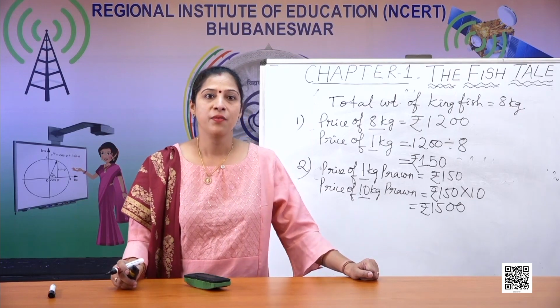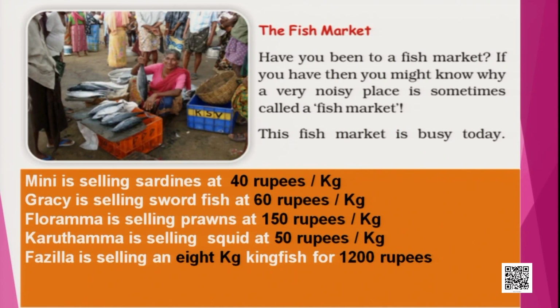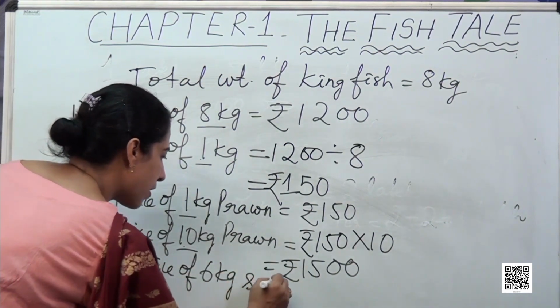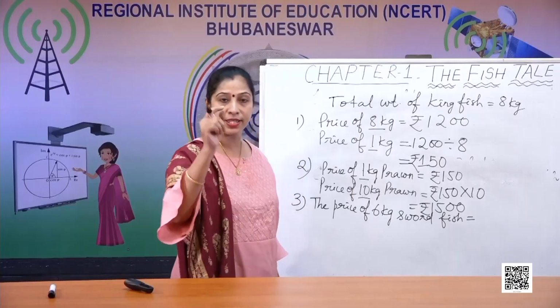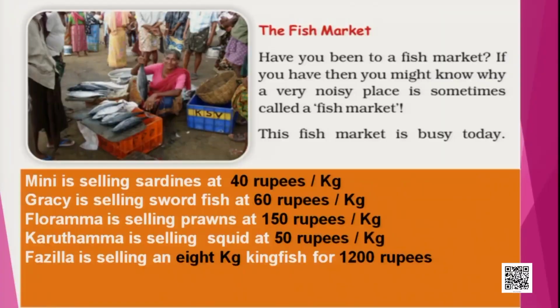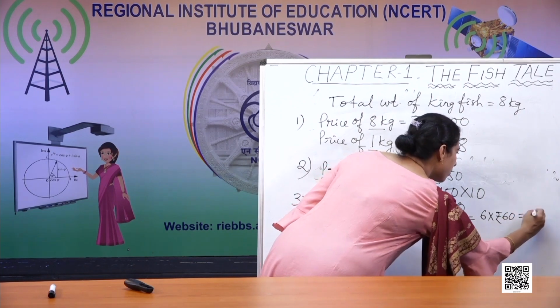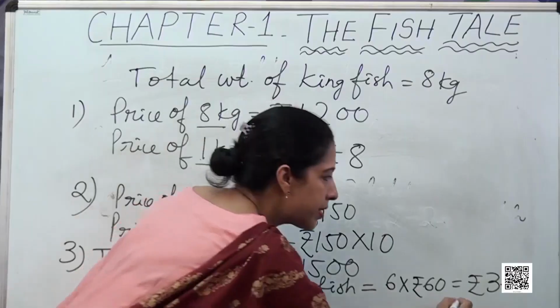Let's find out first how much Gracie got. Gracie sold 6 kgs of swordfish. Let's find out the price of 6 kg swordfish. 1 kg swordfish, you can see from the table, is 60 rupees. So 6 kg swordfish is 6 into rupees 60, which is equal to rupees 360. Now Gracie got 360 rupees.